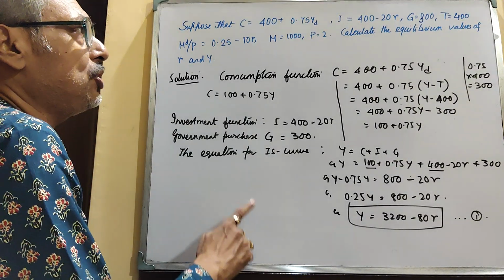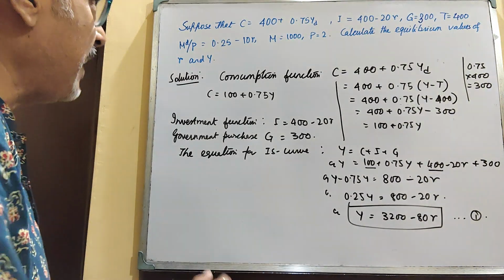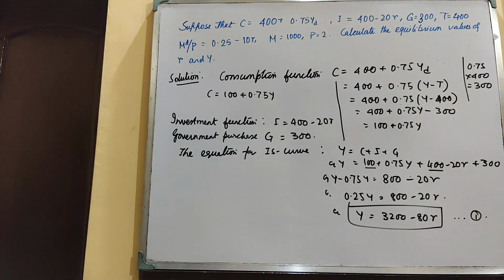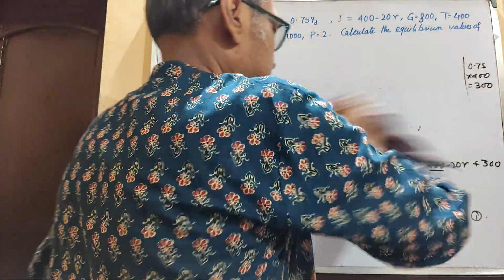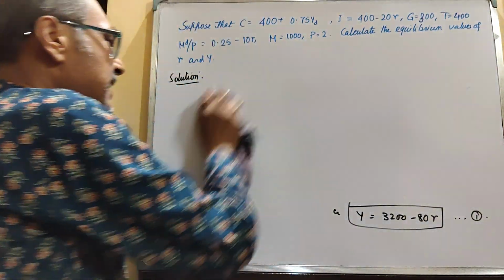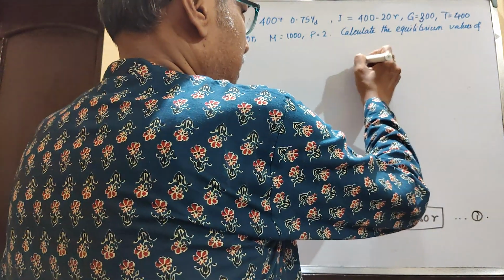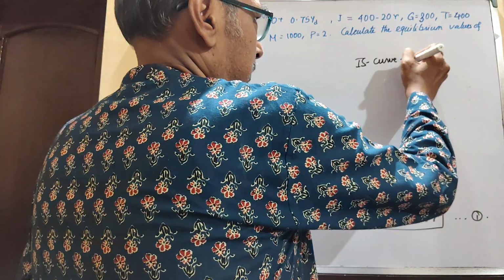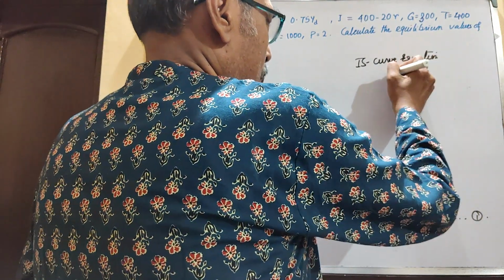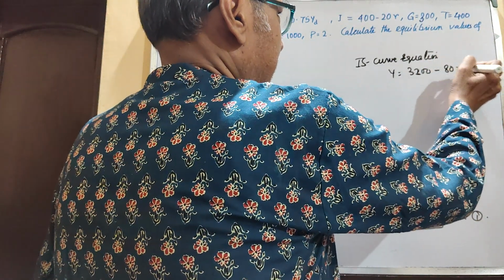Now we do the equation of the LM curve, and then we solve these two equations to get r and Y. The LM curve shows the money market equilibrium condition. I am writing the IS curve equation here: Y equals 3200 minus 80r.